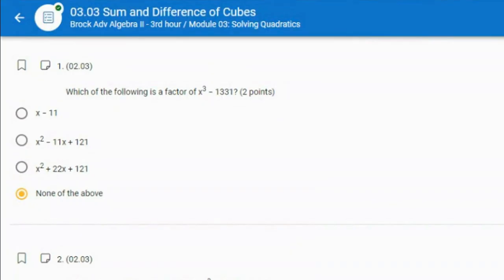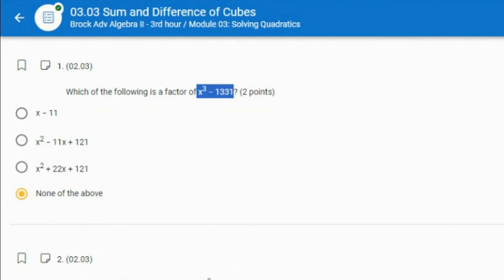I think I understand what you're asking, but let me look and see if this is the problem you're looking at. Because the examples you gave in your email talk about x minus 11 and these factors right here. The question is asking which of the following is a factor of. So this is what you're factoring: x to the third minus 1331. And so, which of these are factors of that equation?